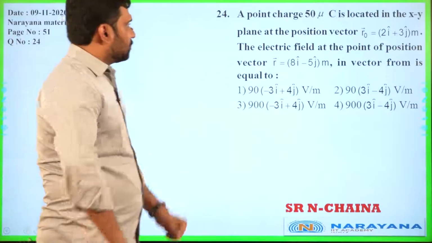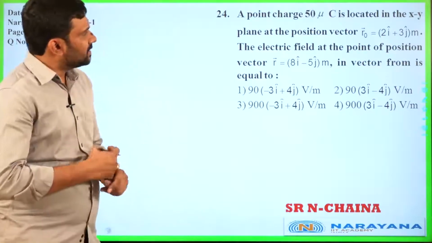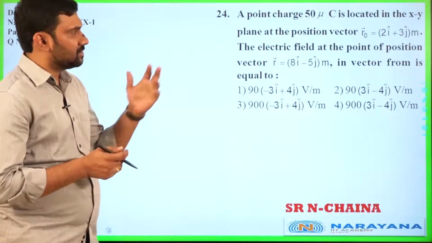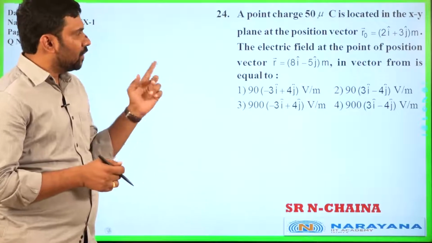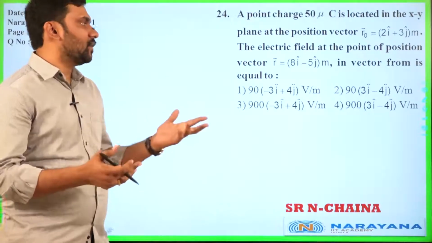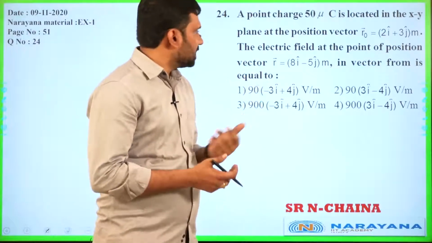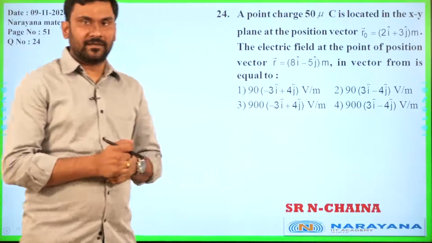So let us come to the next question. They are saying that a point charge q is located in the xy plane at a given position. The electric field at that point of position vector is this. They are asking what is the vector form of the electric field.